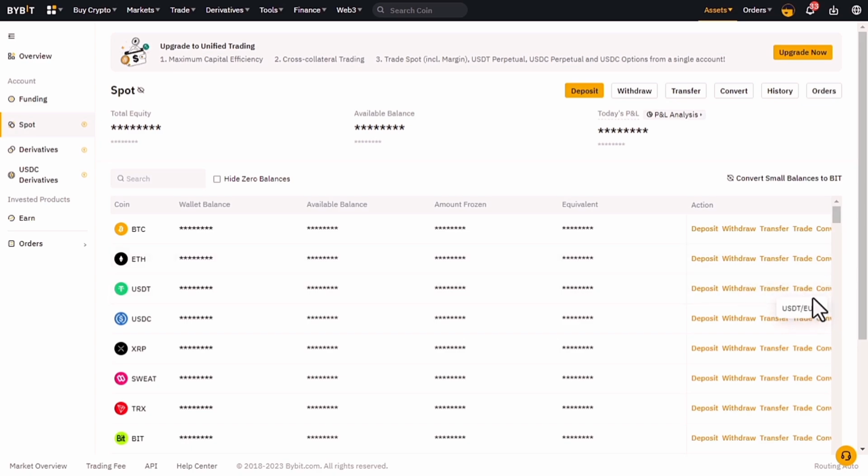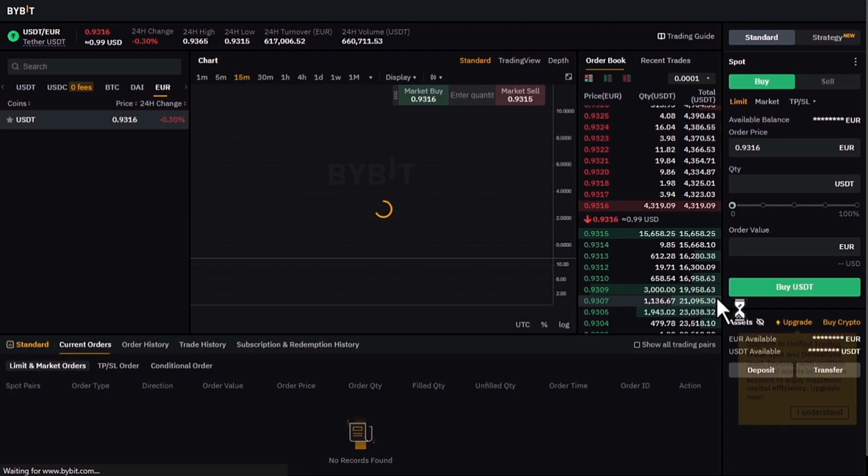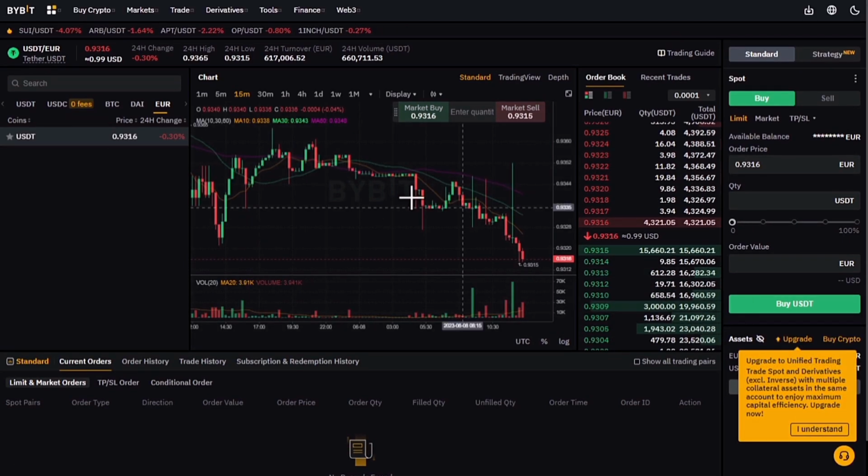For example, let's say you want to buy USDT, you can just come here and click on trade, just like that. Let's demonstrate it and see how it's going to get done. It's going to pop up here, USDT to euro. You can just click on it, and the chart will pop up for you, and you can just buy the amount of USDT you want.